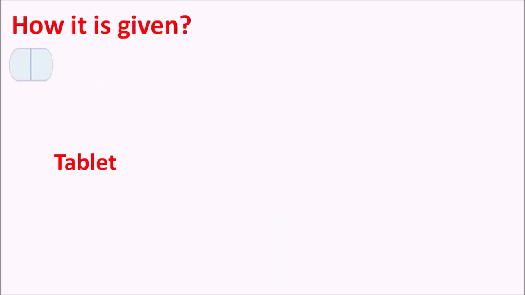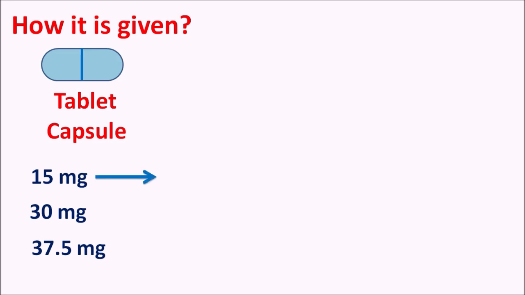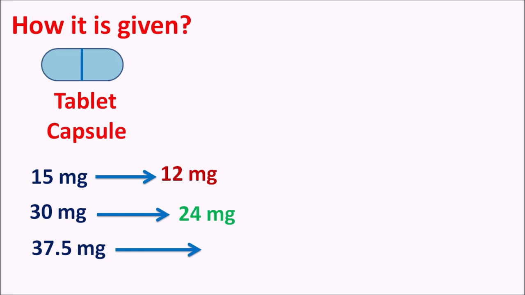How is it given? This drug is available as a tablet as well as a capsule. It is available in 3 strengths such as 15 mg, 30 mg, and 37.5 mg. So here phentermine is present as phentermine hydrochloride, which is not equivalent to phentermine. The 15 mg of phentermine hydrochloride is equivalent to 12 mg of plain phentermine. Similarly, 30 mg of salt is equivalent to 24 mg of the base, and 37.5 mg is equivalent to 30 mg of phentermine. But always this drug is available as a hydrochloride form. So it is available in 3 strengths, 15 mg, 30 mg and 37.5 mg.